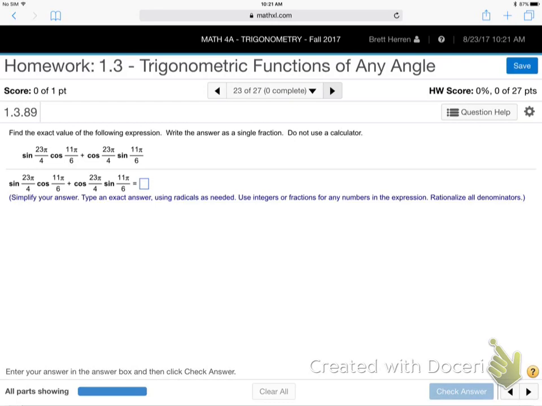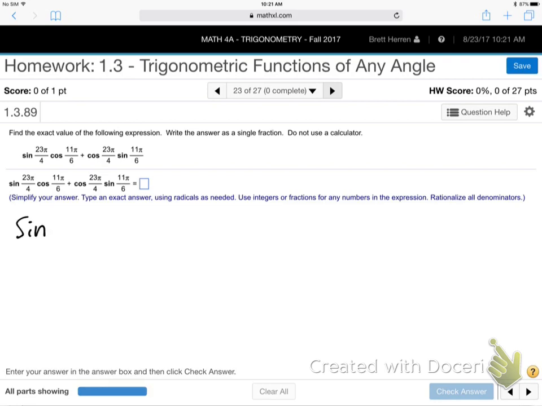Sine, cosine, cosine, sine. Right. Okay. What do they want me to do on that problem? Do not use a calculator, right? Write the answer as a single fraction. Do not use a calculator. That looks kind of terrible, doesn't it? There's a certain formula they're hitting upon here. Let me write it out for you.